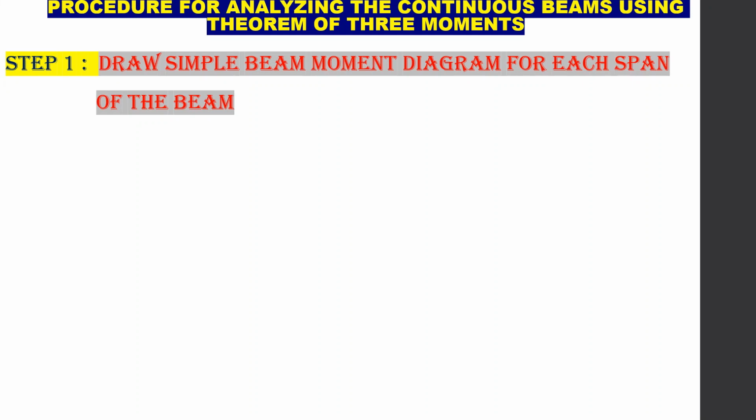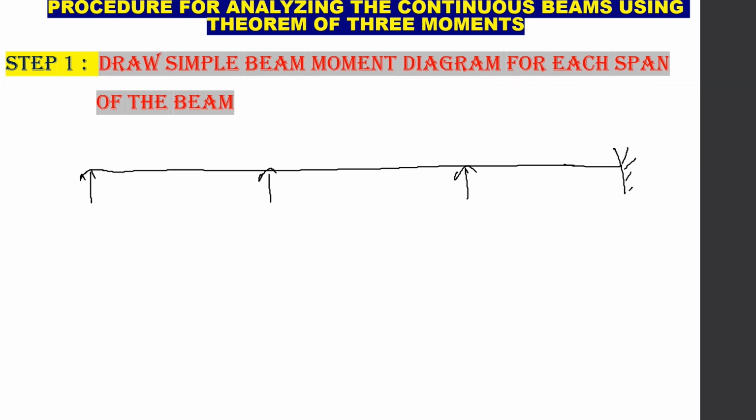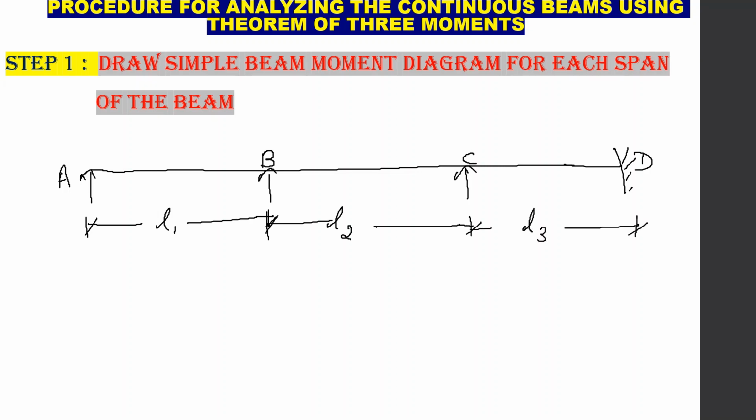Okay, so step 1 is draw the simple beam moment diagram for each span of the beam. So we know this Clapeyron's theorem of three moments is specifically for analyzing a continuous beam. So suppose we have a continuous beam like this, and we will take this beam as A, B, C and D. So length of the span AB is taken as L1, length of the span BC may be taken as L2, length of the span CD may be taken as L3.